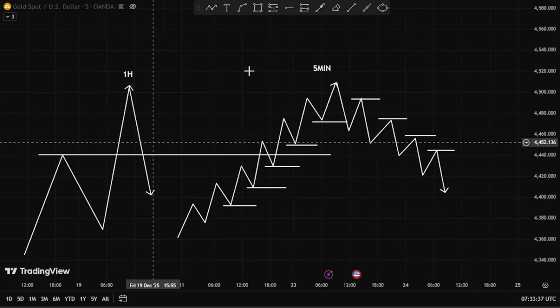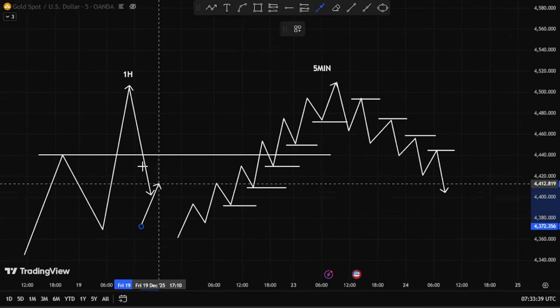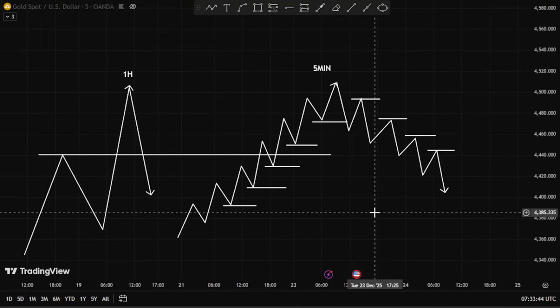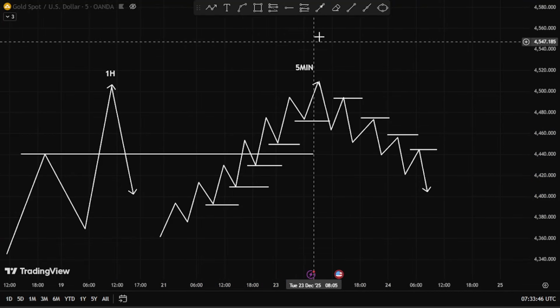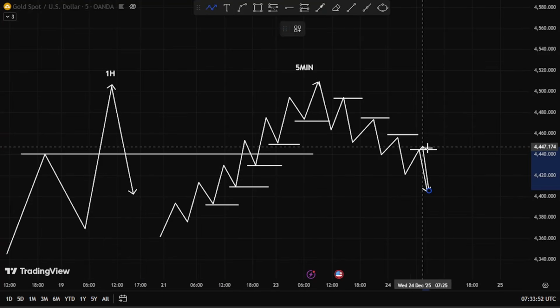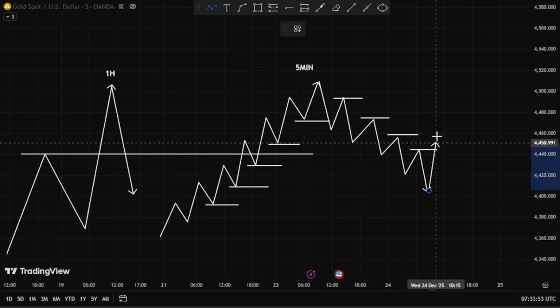So this is the correction on the 1 hour time frame, but when you move to the 5 minutes time frame, the correction looks like this. Okay, so what you're waiting for is for price to finally give you that break, right? It will break this lower high and make a higher low.